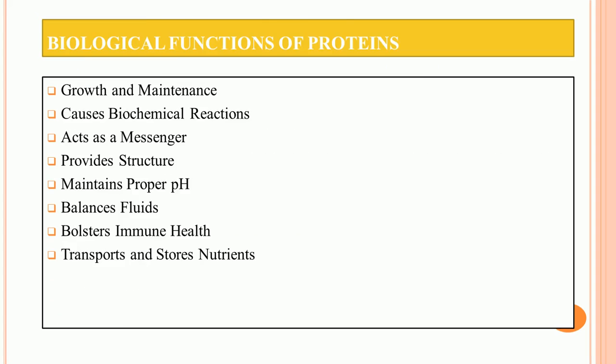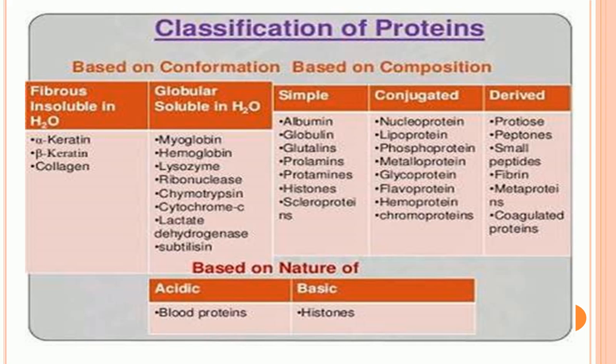There are some other examples and classification of proteins based on conformation. Some proteins are fibrous and insoluble in water, for example alpha keratin, beta keratin, and collagen. The globular proteins, which are soluble in water, are myoglobin, hemoglobin, lysozyme, ribonuclease, chymotrypsin, cytochrome C, lactate dehydrogenase, and peptidase.